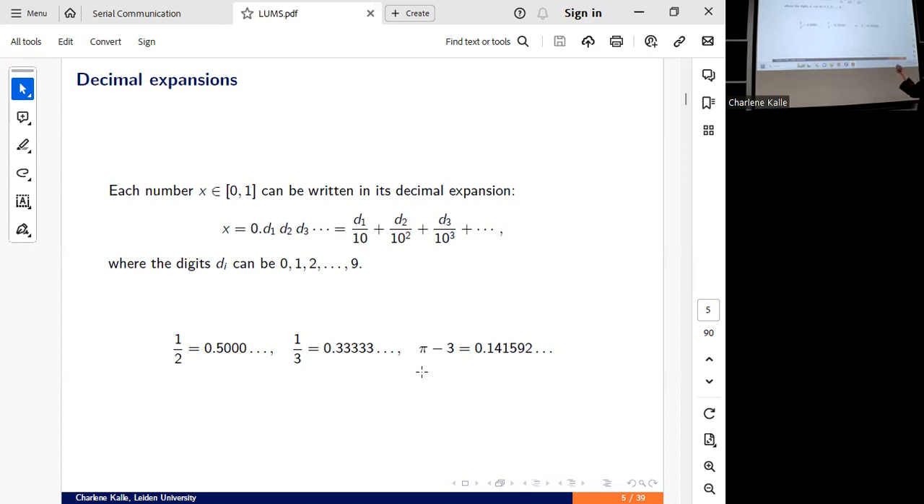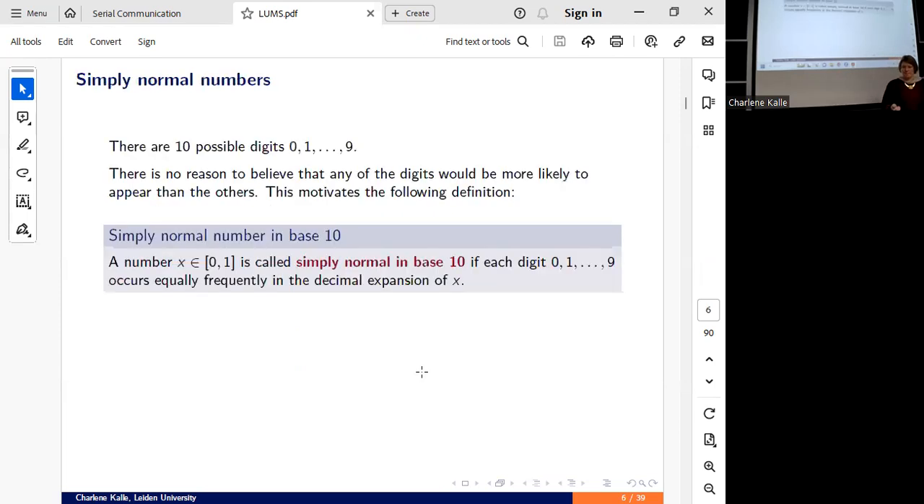Well, we all know these examples. So the digits you can choose from are from 0 up to 9. And since we have 10 possible digits, and there is no reason why one of these digits would be more preferable than any others, they all have the same probability to appear, we can define simply normal numbers. So this motivates this concept of numbers that have each digit appear with equal frequency. So a number is called simply normal if each of these 10 digits appears with frequency 1 over 10.